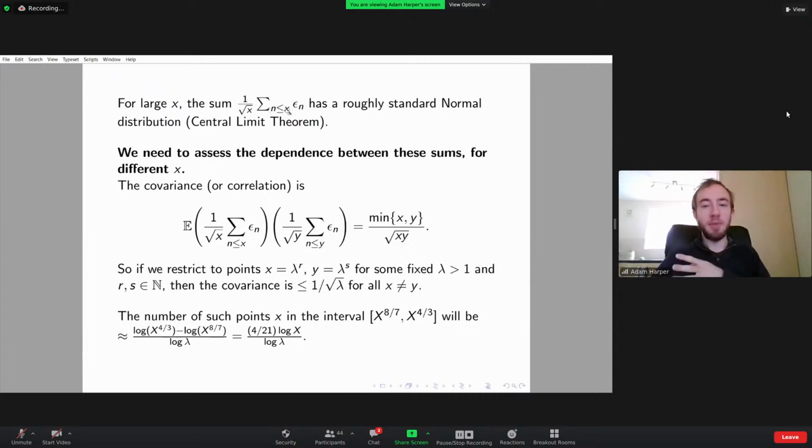So here we understand the means and the variances. These have mean 0 and they have variance 1. So to understand the dependence, we need to understand the covariance or the correlations. And that means the expectation of the product of this sum for different x and y.